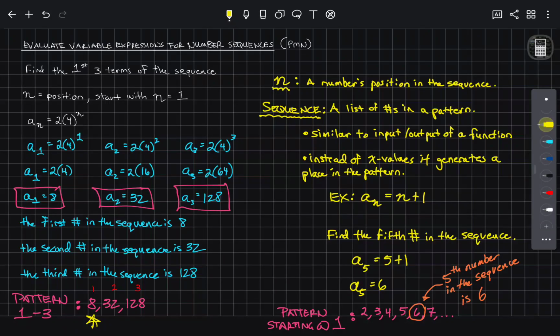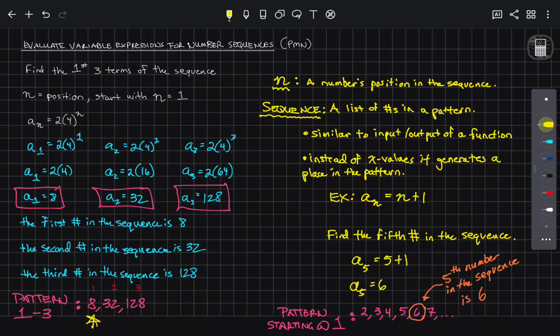So whenever you have sequences being given to you, you're going to wonder, where are all the x values? Where are my inputs to be able to evaluate this? Well, your inputs are going to be the position of the number in the list of numbers. So the fourth number would be 4 for your x value. The 52nd number would be 52 for your x value. You'd plug that in, evaluate, and then it would generate that number of the sequence, the 52nd number in the list.